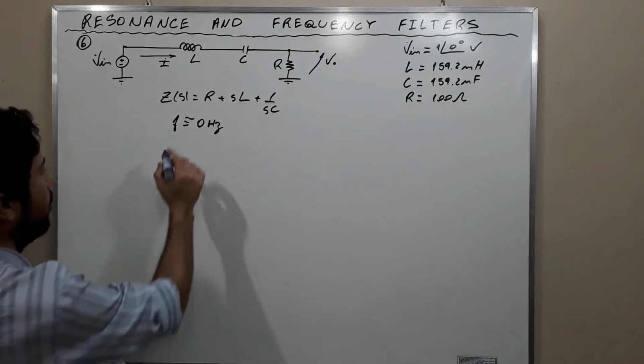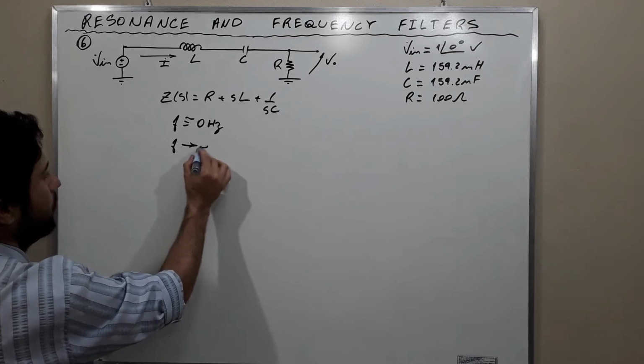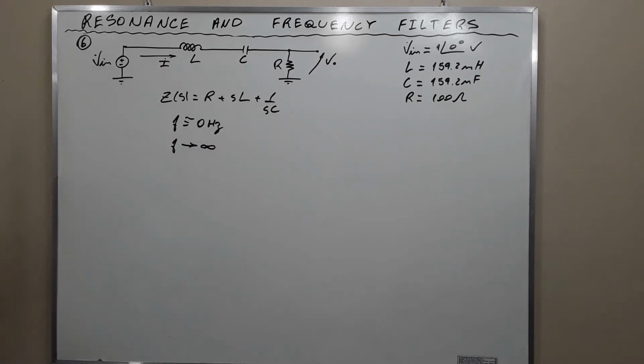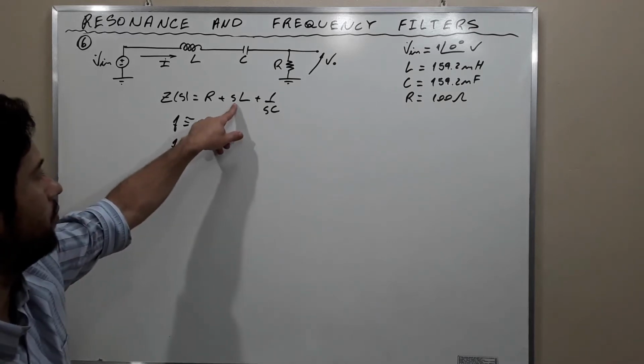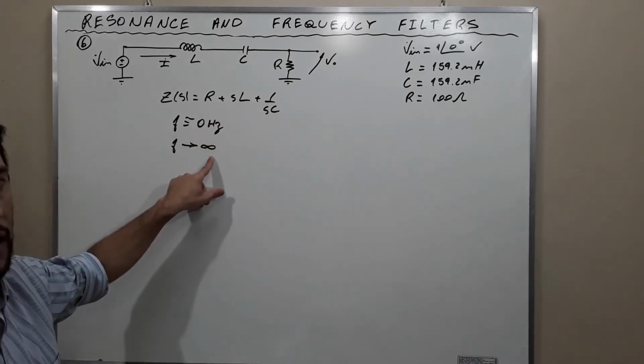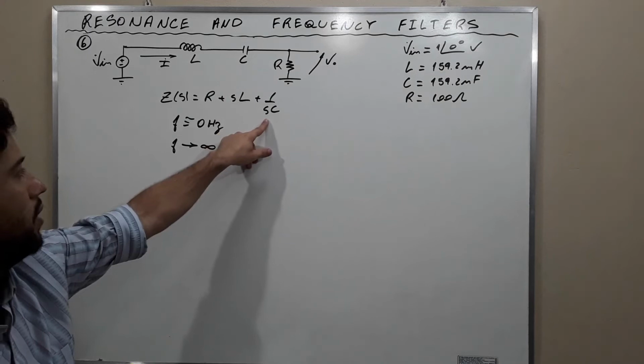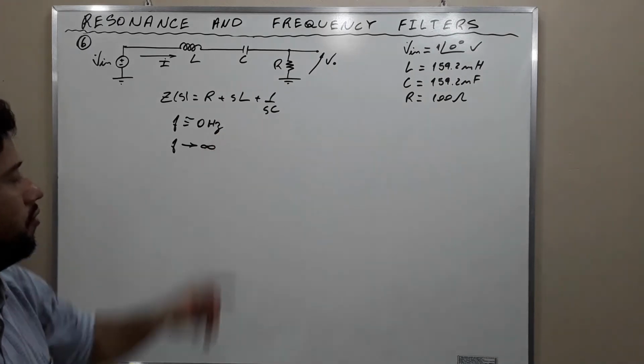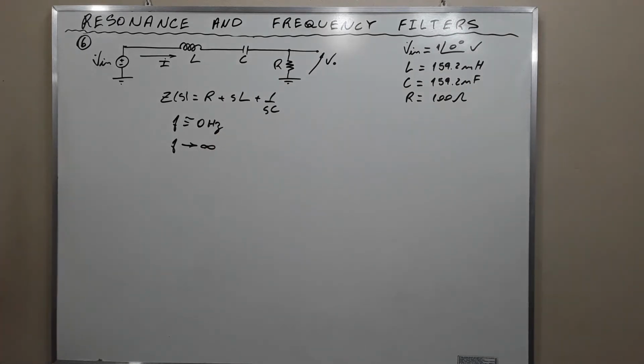And for very high frequencies, going to infinity, the inductive reactance is large. Okay? The inductive reactance is large for high frequencies, and the capacitive reactance is large for low frequencies. The resonant frequency reduces the circuit's impedance to a minimum, and it occurs when the impedance is purely resistive.